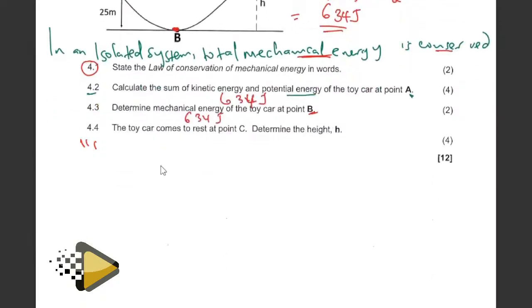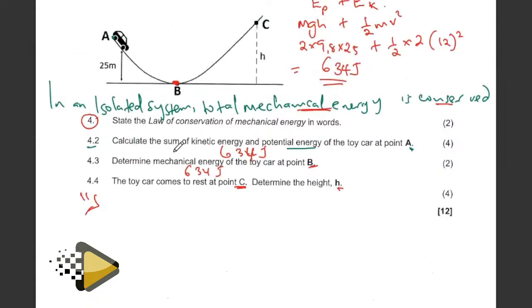Then 4.4, they're telling us the toy car comes to rest at point C. Determine the height. If the toy car is coming to rest, the velocity at C is 0. And we're only going to have what we call the EP max, the maximum potential energy. So we're going to say that at C, we have EP plus EK, which is equal to the total energy. Just write it that way.